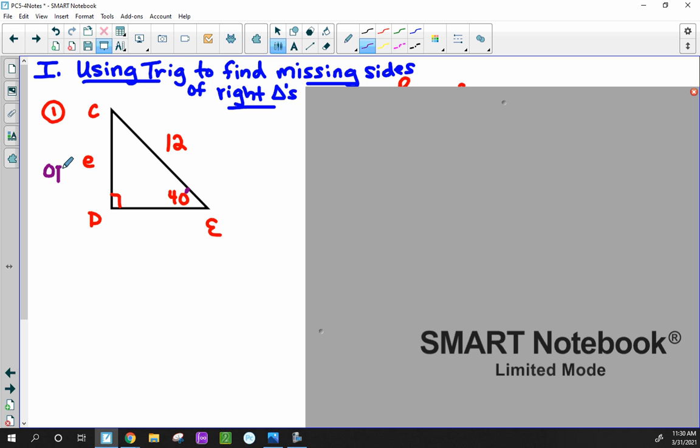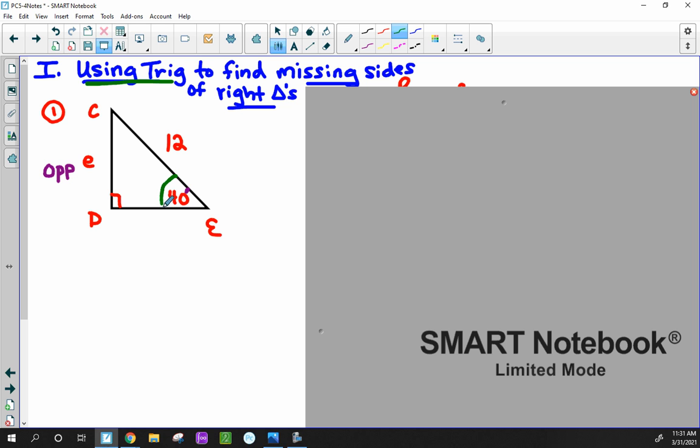Alright, so what you'll have to notice is that because I do not have 2 sides of the right triangle, I can't use Pythagorean theorem. Also notice that the acute angle that's given to you is not a 30-60 or a 45-45. And so we're going to learn a third way to find the missing sides using trig.